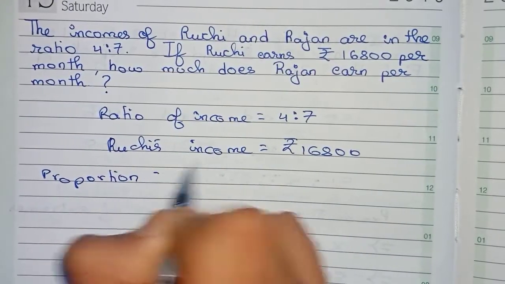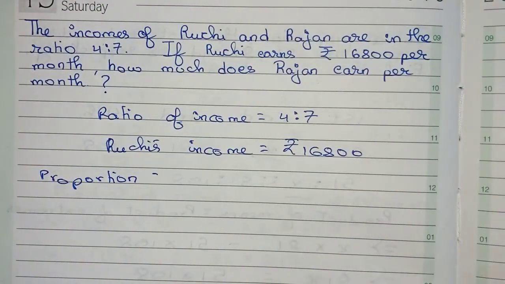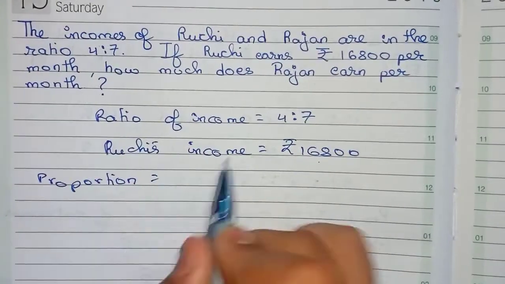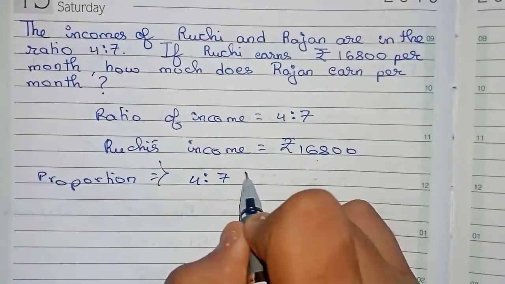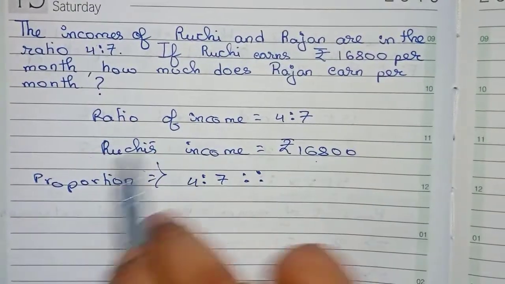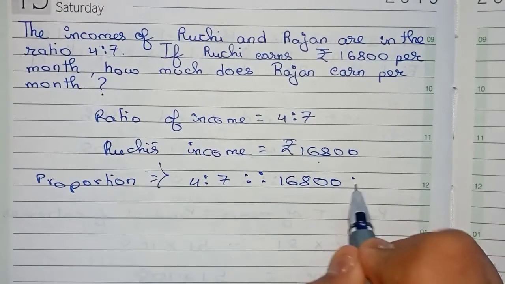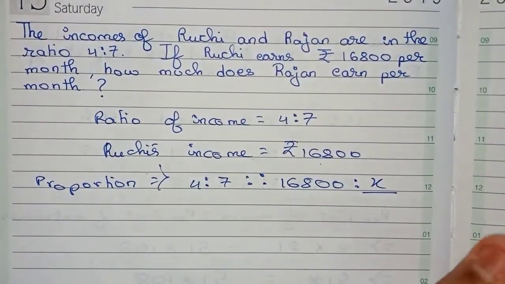See, now in our proportion, in the first column the ratio will be the ratio of the income, and in the second the ratio will be the amount of income. So first we write the ratio of income, that is 4:7, and now Ruchi's income, that is 16,800. Then we write x, as we have to find the value of Rajan's income, that we take as x.